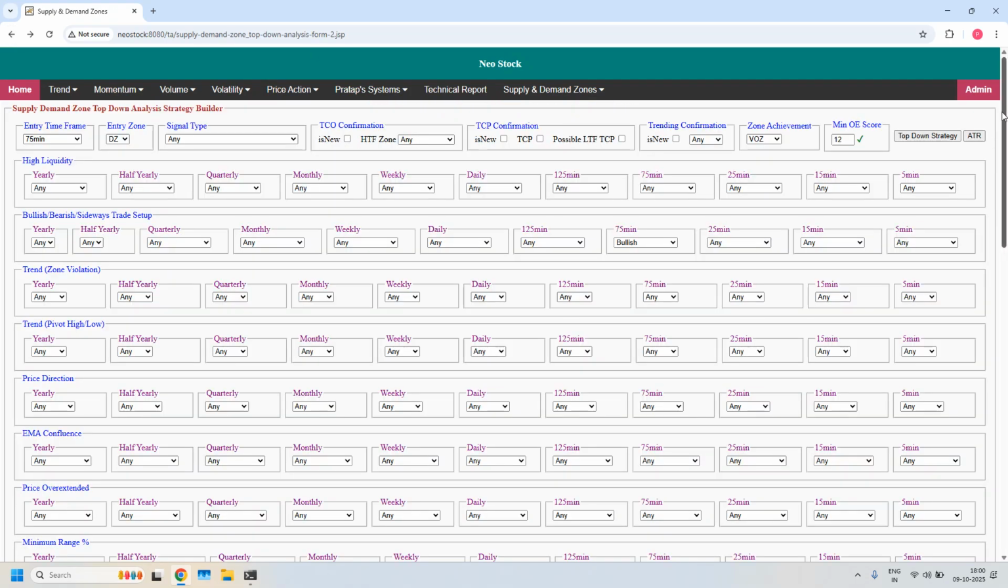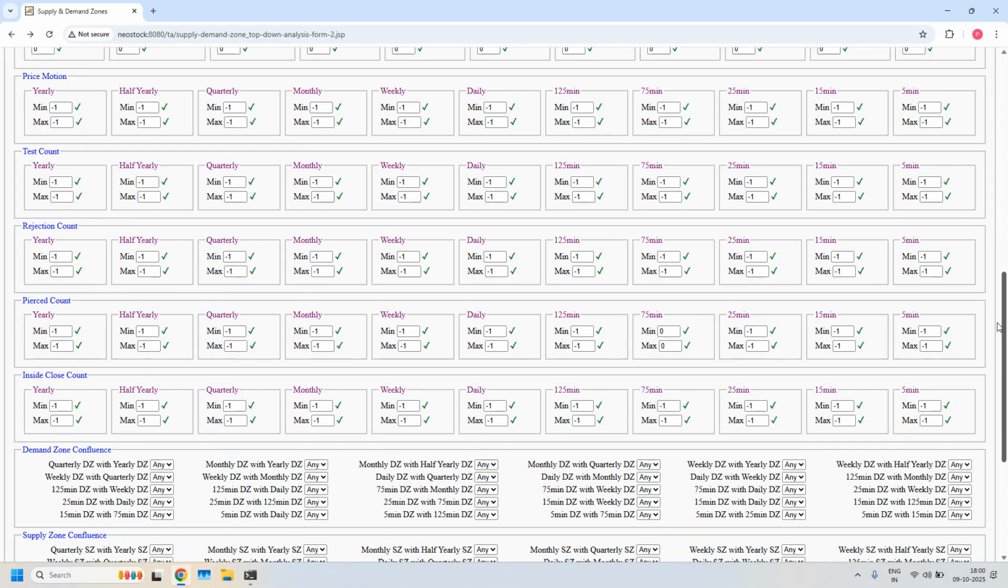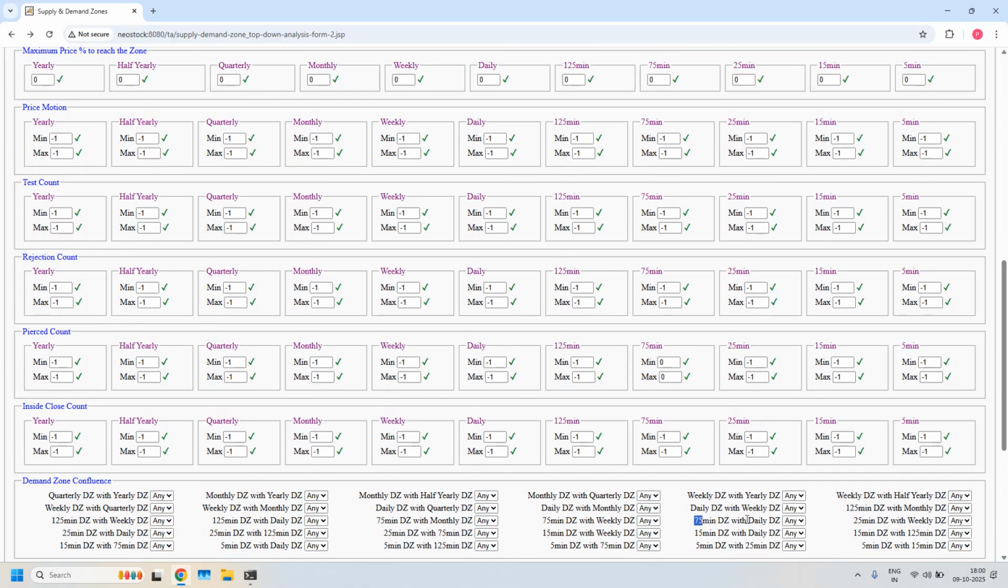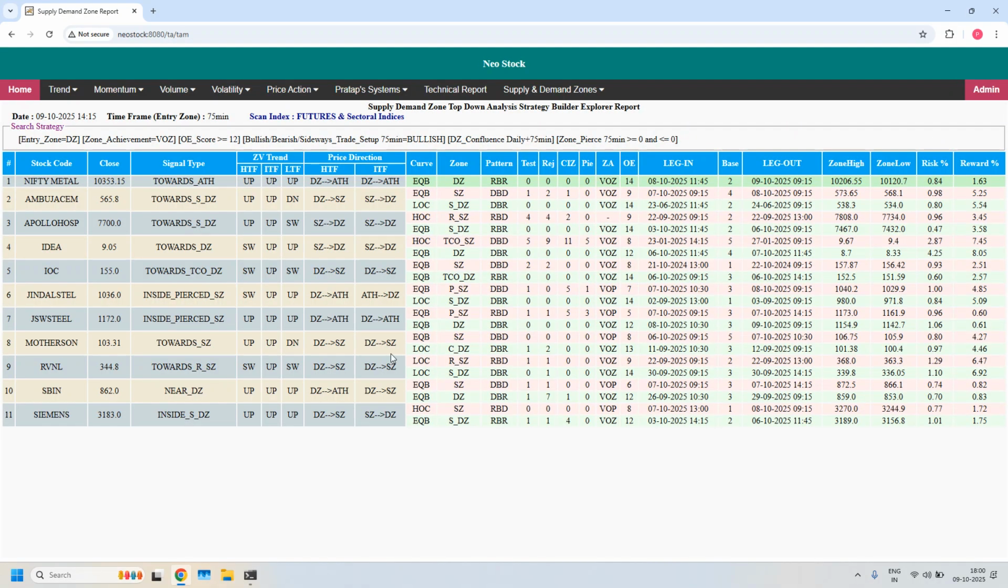Okay, first one is the LTF and ITF demand zone confluence. That is the 75 minutes and daily demand zone confluence. By applying the filter, we got 11 stocks. In all the 11 stocks, all these 75 minutes demand zones are overlapped with the daily demand zone. And the daily trend, the ITF trend, is an uptrend in all the stocks.